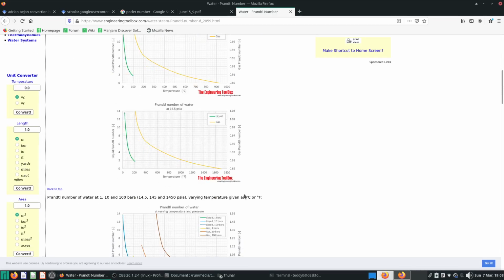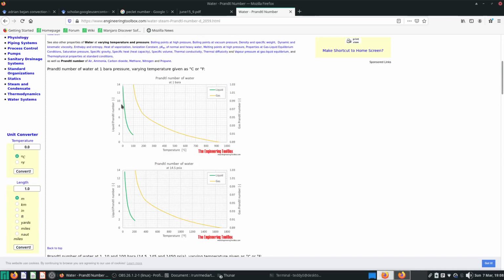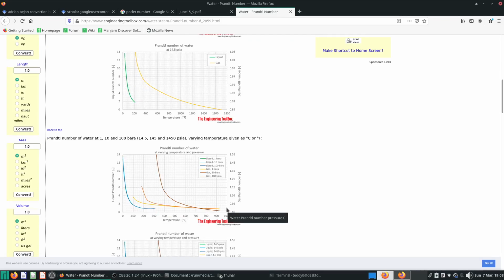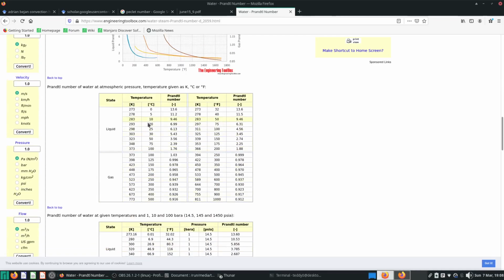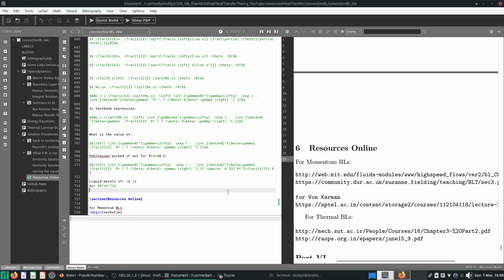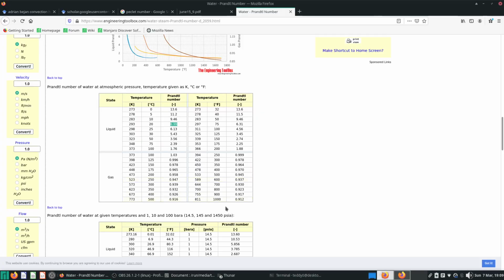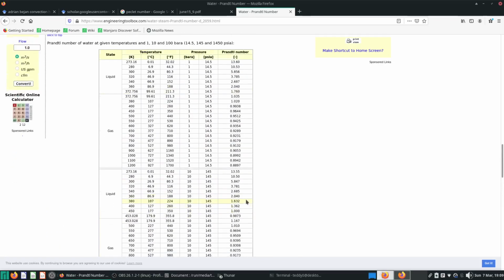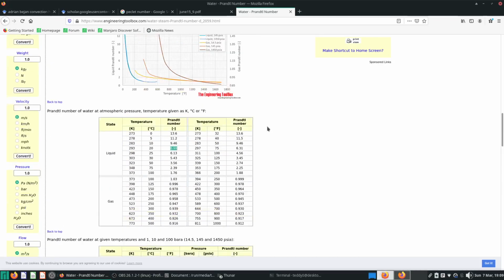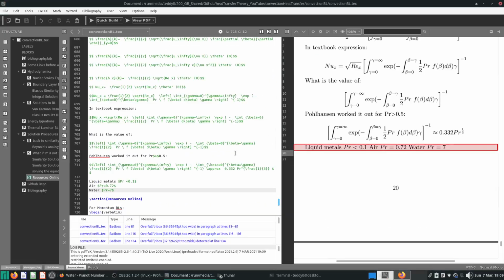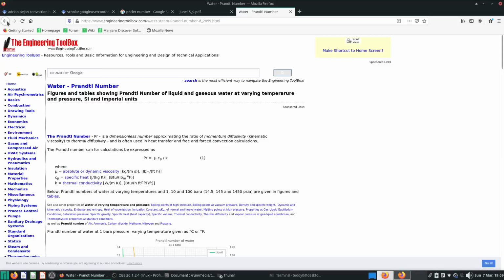Varying temperatures. As a liquid, it's not 1. It's a bit hard to see. Give or take about 20 degrees, water will have a Prandtl number of 7. And if you look at some other oils, they will have a very high Prandtl number. Some transmission fluid or whatever, the oil will have a high Prandtl number.